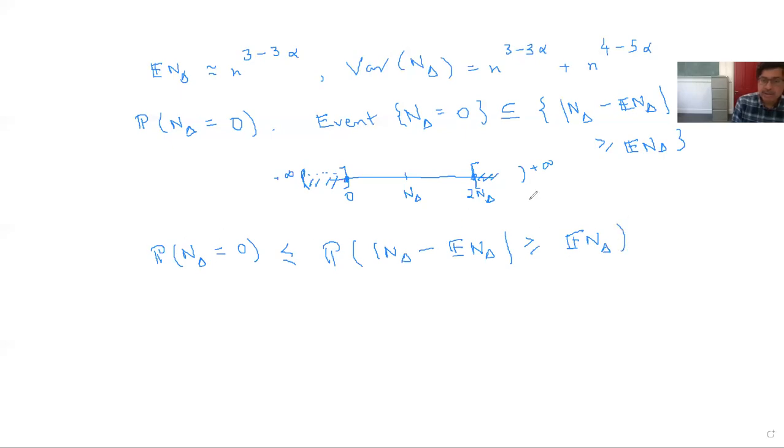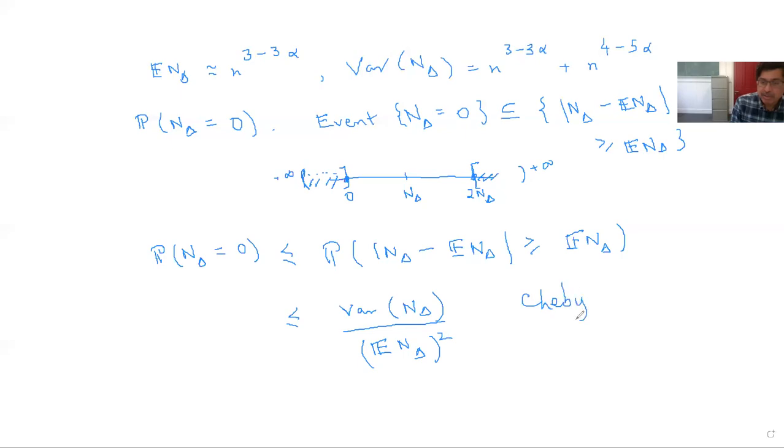Okay, because this event is a subset of this event. And then we know a bound for the probability that a random variable deviates from its mean by more than a certain amount. The probability that a random variable X deviates from its mean by more than c is bounded above by the variance of the random variable X divided by c squared. And c here is the mean. Okay, and this bound is called Chebyshev's inequality.